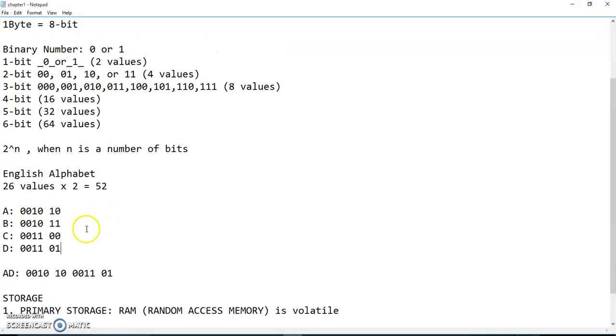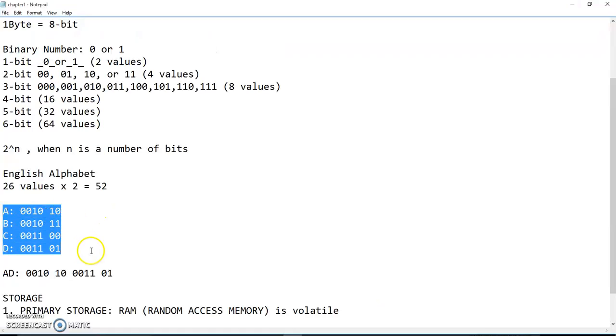But if I use this standard, and Apple uses another standard, IBM uses another standard, can the devices talk? No. Because a letter A in my standard is 001010, but Apple could have their own, and IBM has their own. Then we need a standard that everybody is going to use.